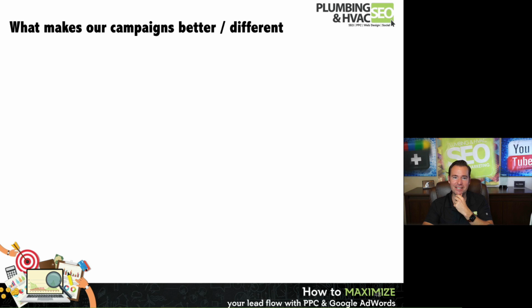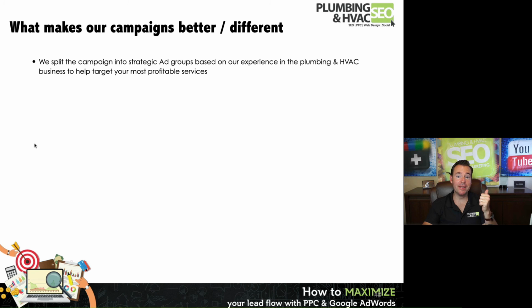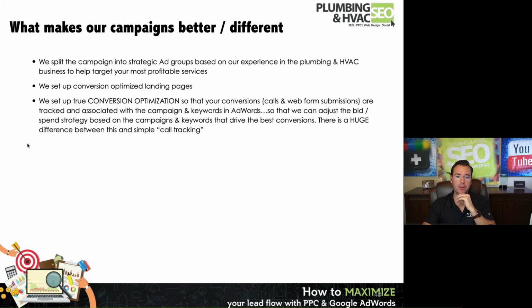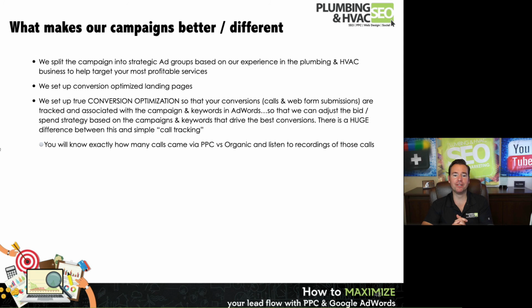Glad this is helpful. So I just want to talk a little bit about why our campaigns are a little bit different. Again, we do split test campaigns into strategic ad groups. We break that stuff out really well because we understand the plumbing, HVAC, home services world. Again, we manage over $4 million in spend just within plumbing and HVAC. So we've got this pretty dialed in. We do set up conversion optimized landing pages. I told you a couple of examples of those. We set up true conversion optimization, where the calls and the web forms are tracked back to the campaign, which really helps our team decide which of the campaigns are going to generate the best results.